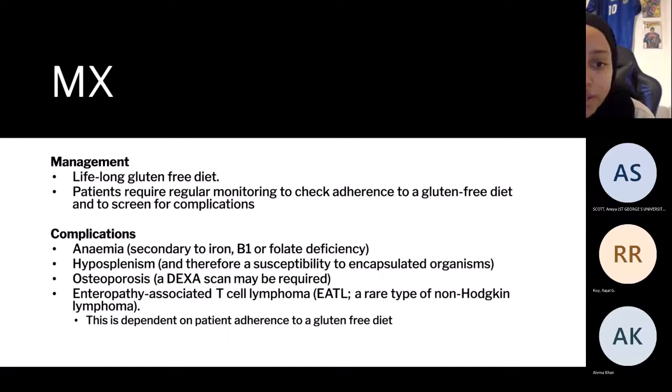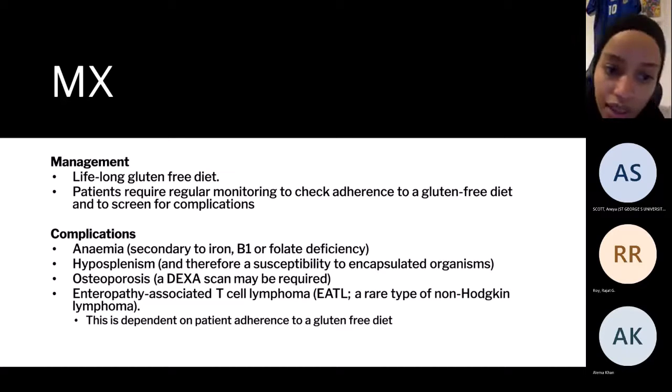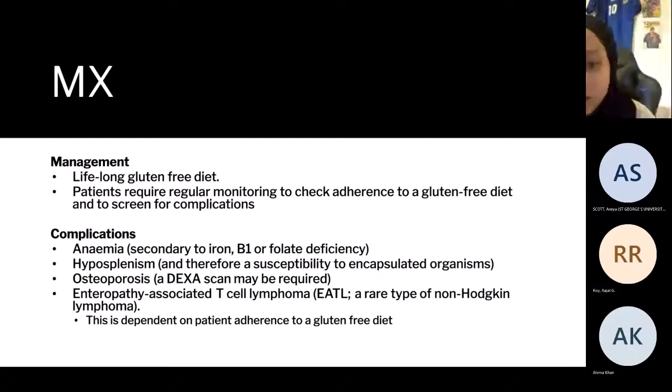And then enteropathy-associated T cell lymphoma. It's a quite rare type of non-Hodgkin's lymphoma, but it can occur in these patients. And interestingly, it's dependent on patients' adherence to the gluten diet.